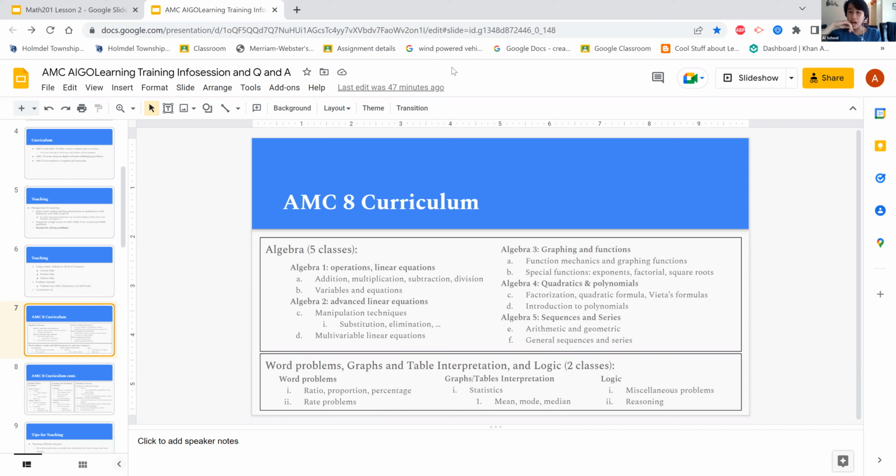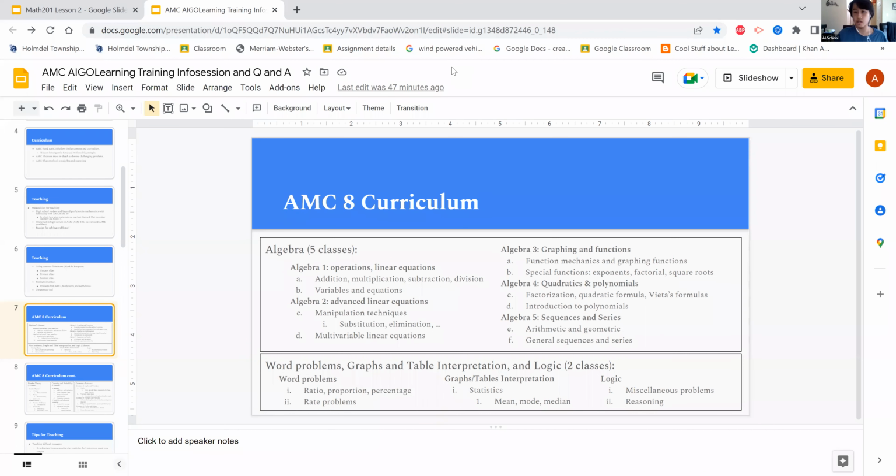And finally, algebra 5. So we have sequences and series. So this will discuss arithmetic and geometric sequences and series. We'll discuss the concepts, and I'll actually have a demo course run through with the slideshow for sequences and series, so you guys can take a look at what the slide shows and what the content actually looks like. But so yeah, arithmetic and geometric problems, and we also have general sequences and series. So for basically defined sequences and series that don't necessarily fall into the category of arithmetic and geometric.